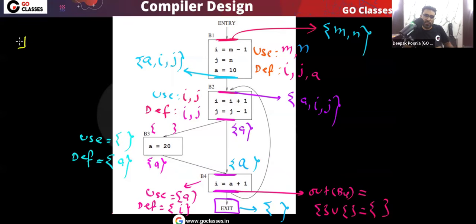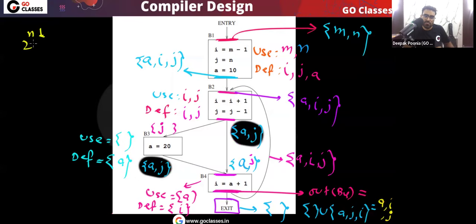Remember, we have seen the first pass. We have seen the second pass. And now we will see the third pass. Okay. In the third pass, again, we will start from the end. Okay. So you can see what about this B4?